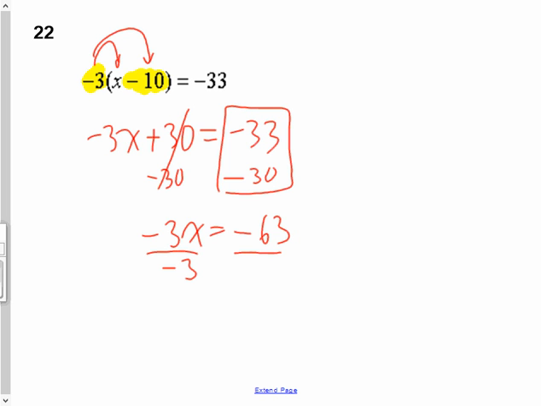And when you divide both sides by the coefficient, x will equal a positive 21. And that's your solution. X equals 21.